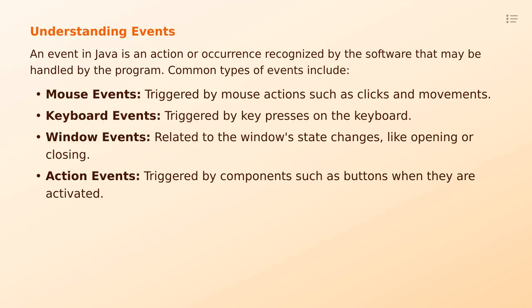Now we're on understanding events. An event in Java is an action or occurrence recognized by the software that may be handled by the program. Common types of events include the following. First, mouse events, triggered by mouse actions such as clicks and movements. Next, keyboard events, triggered by key presses on the keyboard. Also, window events, related to the window's state changes, like opening or closing. Take a moment to read the rest on screen.